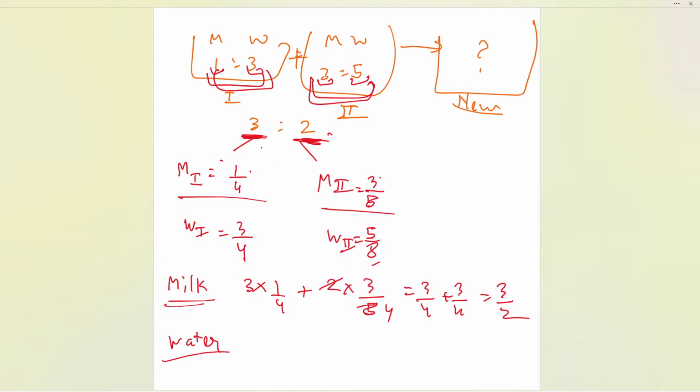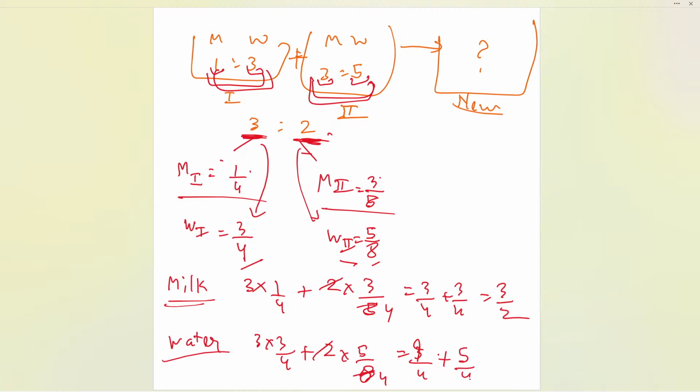Now let us calculate for water as well. Again the ratio is 3 and 2, so we'll be multiplying 3 with this and 2 with this. So 3 times 3/4 plus 2 times 5/8. Finally we are getting 9/4 plus 10/8, let us directly cancel, it will be 5/4 only. Now overall, 9 plus 5, we are getting 14/4.